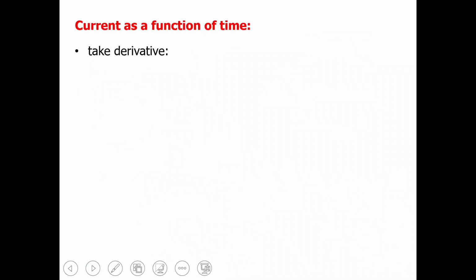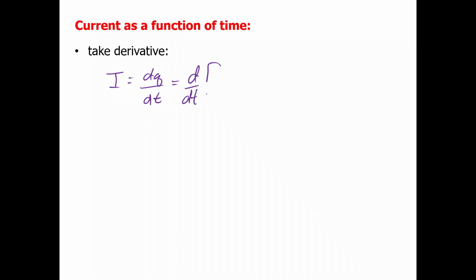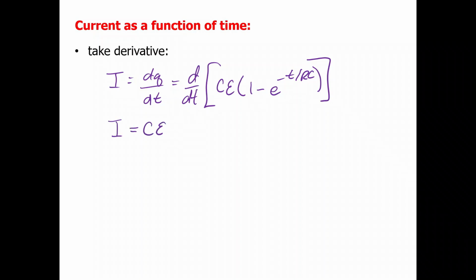So what if you wanted to find the current? That was charge as a function of time. To find current, our current is dq/dt. So I'm going to take the time derivative of that Q of t equation, which was CE times 1 minus e to the negative t over RC. The CE is a constant, so it can come out in front. Then I have to take the derivative of what's left on the inside. The derivative of a constant is just 0, so that first term goes away.